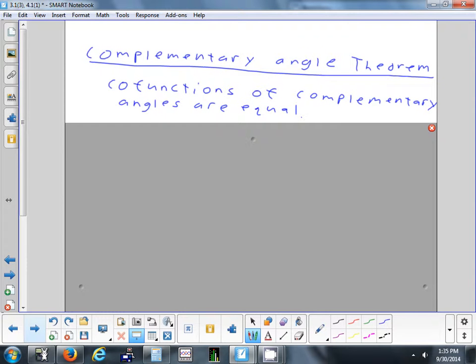And that's the complementary angle theorem. It's very simply what I just said. If you have cofunctions and you have angles that are complementary, the answers that you get are the same. They're equal. Cofunctions of complementary angles are equal.